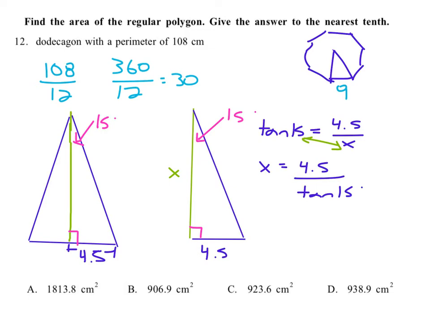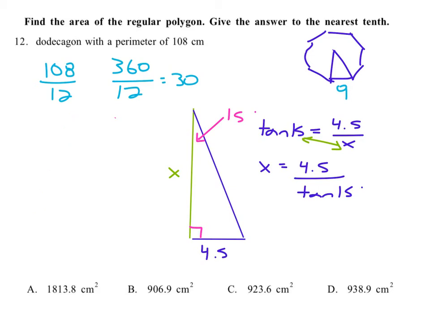Okay, so I'm going to erase all this. Excuse me while I erase for a minute. Okay, and I'm going to do it over here. We're going to use the formula that says the area of a polygon is equal to 1/2 the apothem length times the perimeter. And therefore 1/2 times, we figured it out, is 4.5 over tangent of 15 for the apothem times the perimeter. Well, they told us that the perimeter was 108.